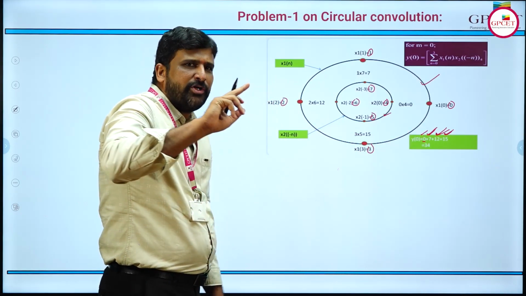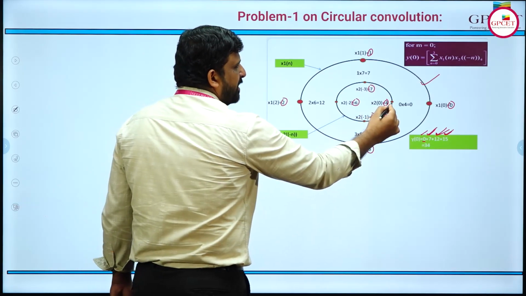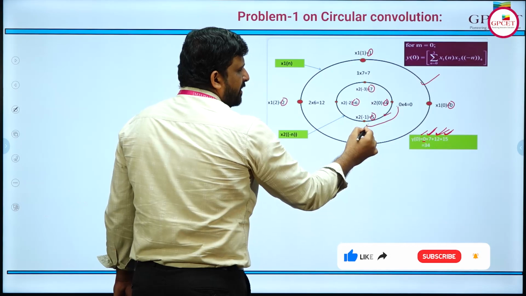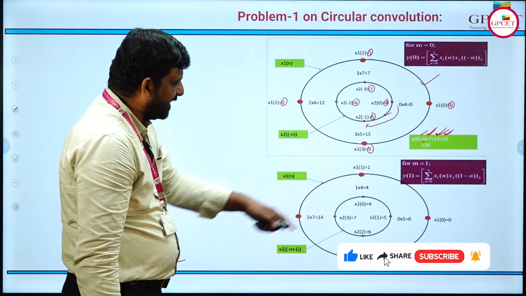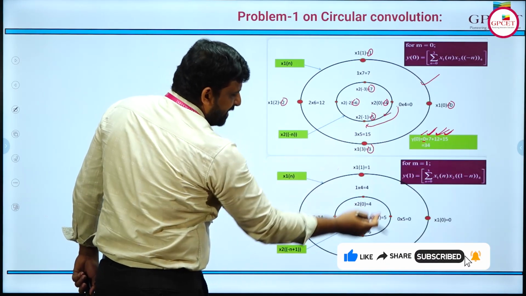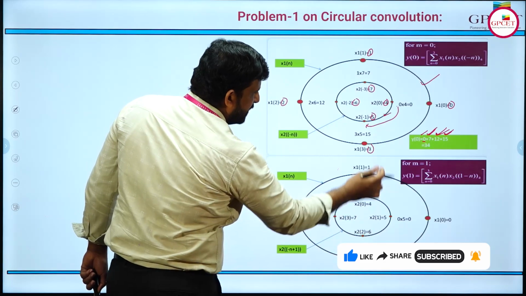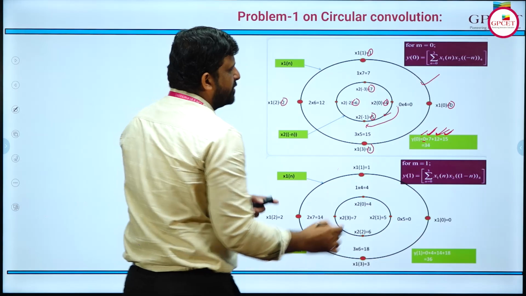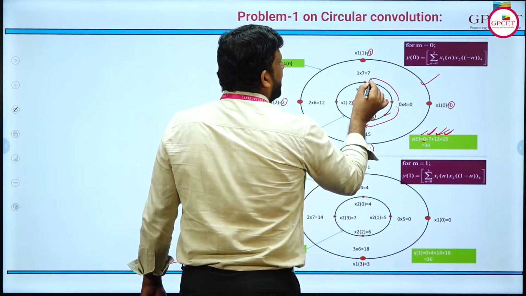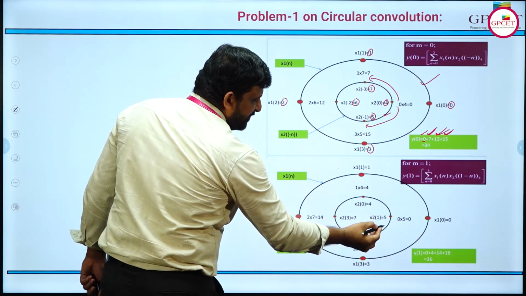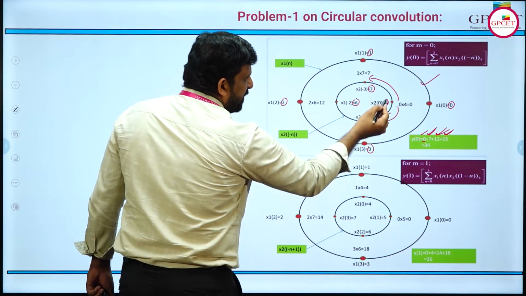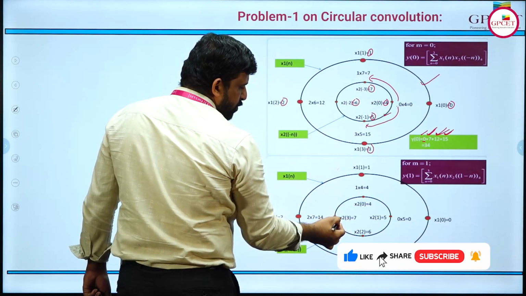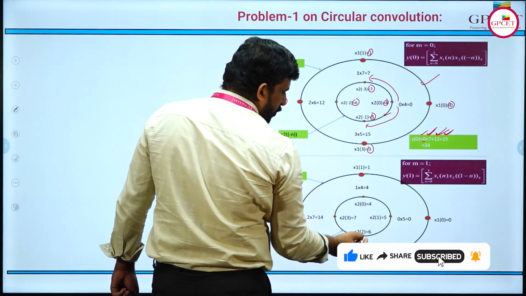Similarly, now I need to shift this particular second circle one step like this. If I shift that, you can see the diagram. This x2 of 0 is coming anti-clockwise. We should shift this in the anti-clockwise direction. So x2 of 0 will be shifted one step: x2 of 0, x2 of 1 and x2 of 2.